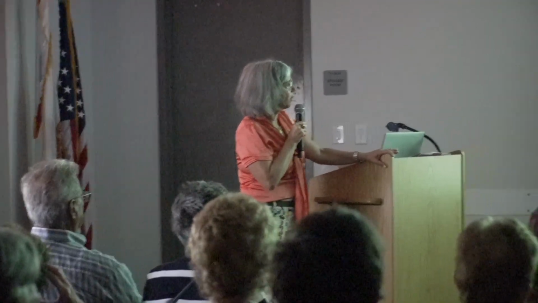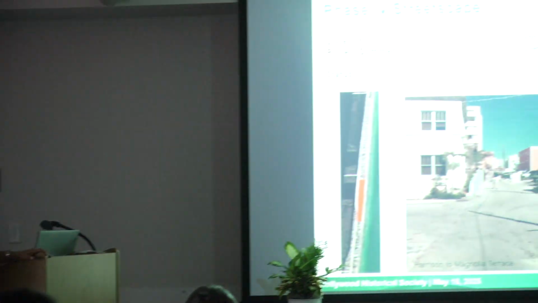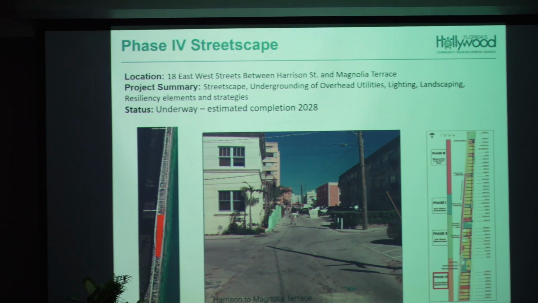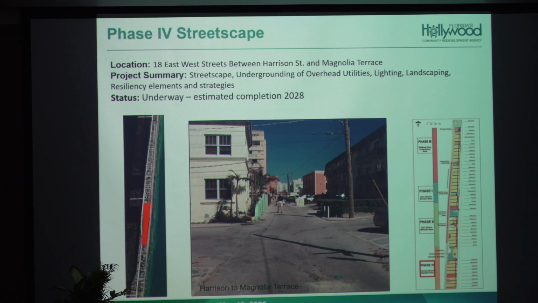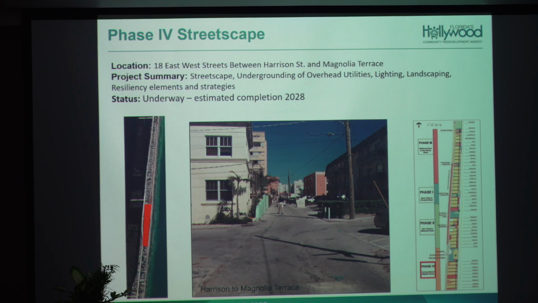So right now, we are on the last phase of the streetscape on the beach. Does anyone here, by a show of hands, live on the beach? Oh, so you know. Do you live in phase 4? At the Summit, yeah. Oh, okay. It's not an easy situation.